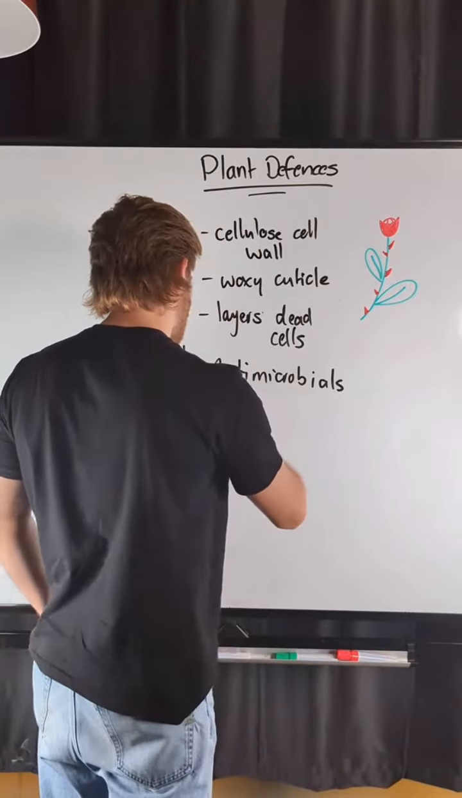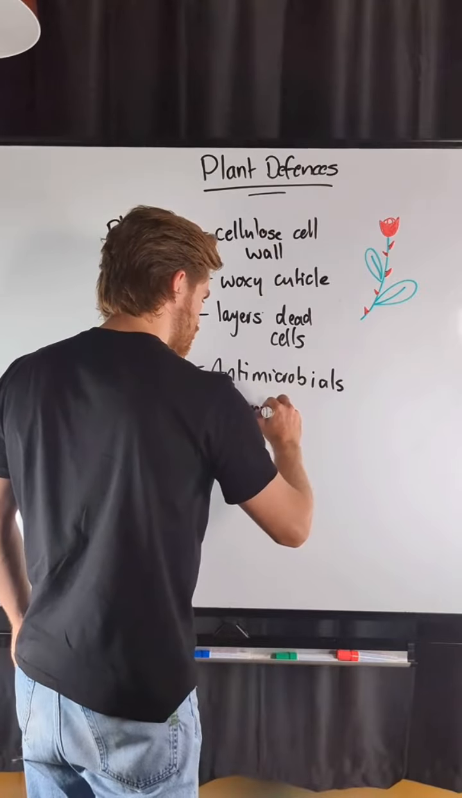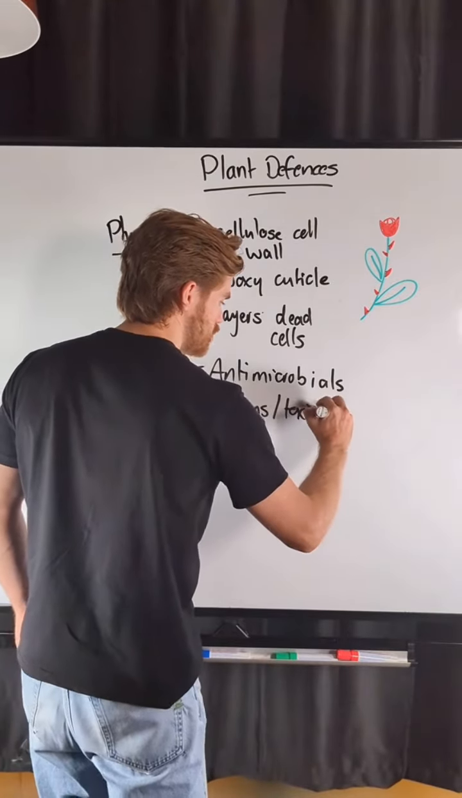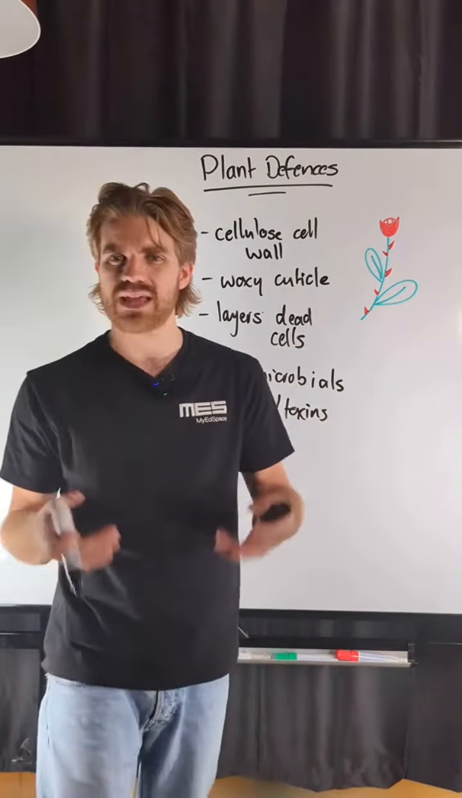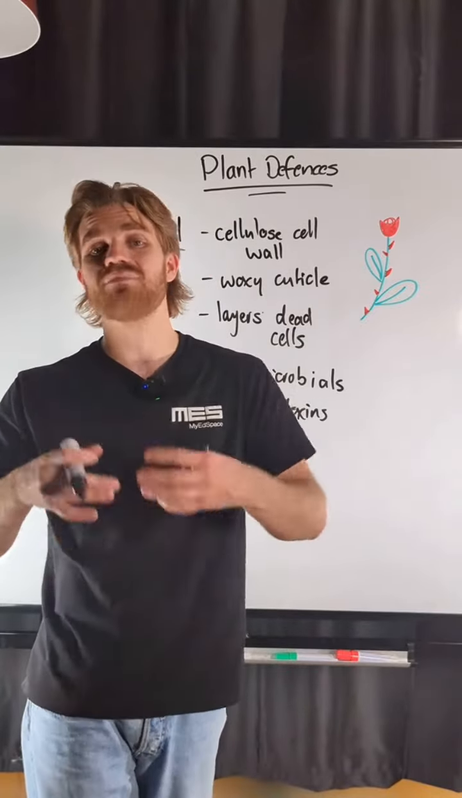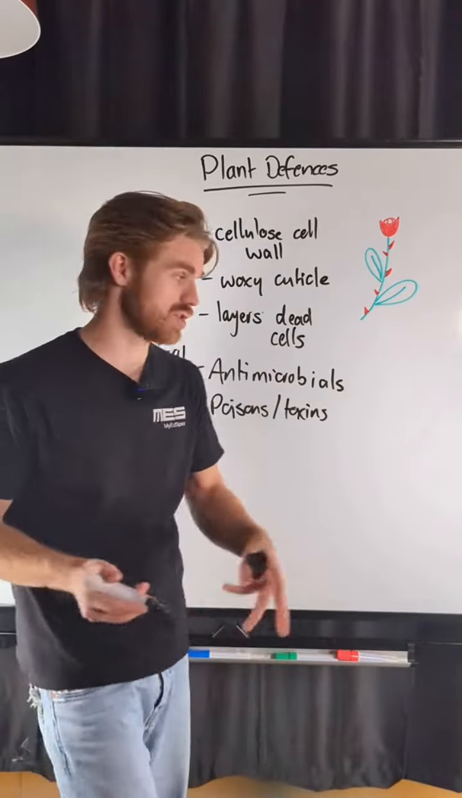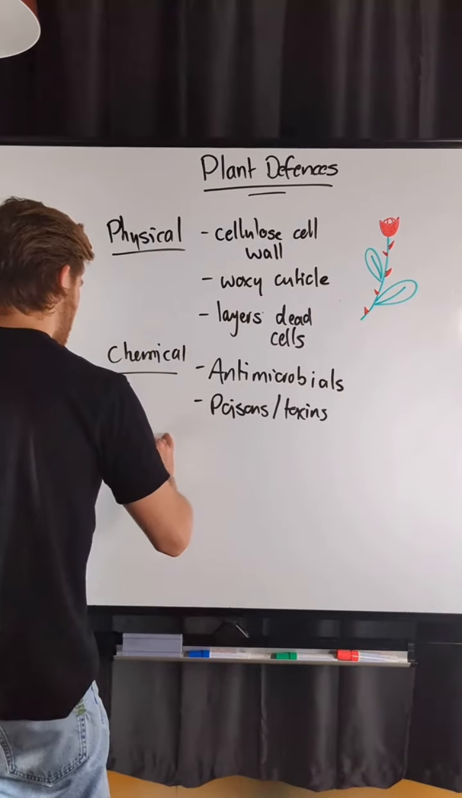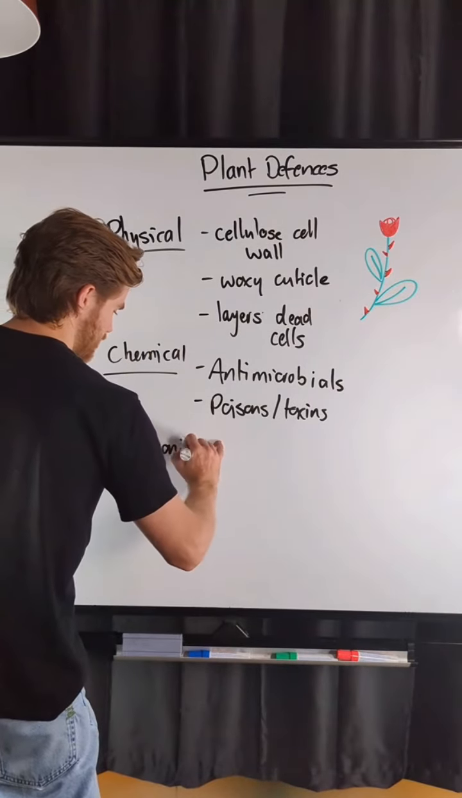We could also talk about poisons or toxins too. Lots of plants produce toxic chemicals that animals then get to realize and go, no, I don't want to eat those. Or very unpleasant tasting chemicals too. And then finally, we have mechanical defenses.